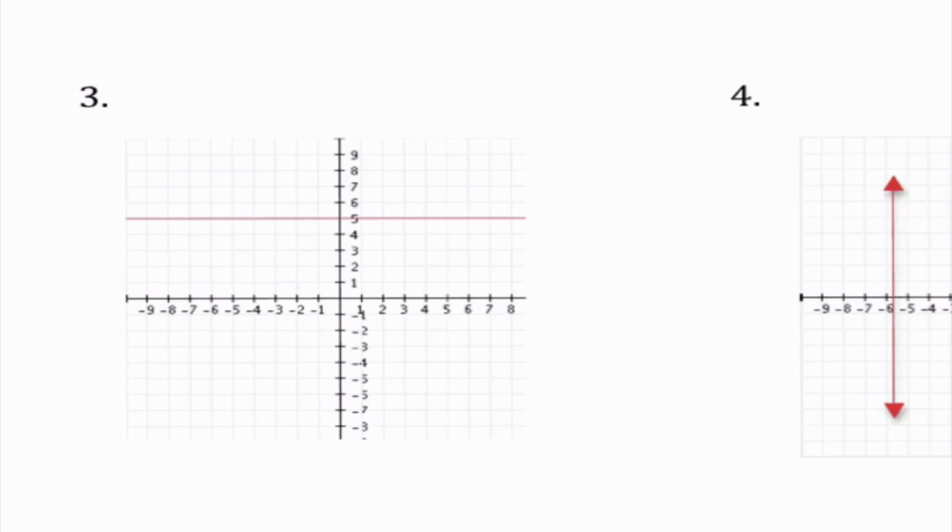Number 3, looking at this one, we have a graph. And so if I'm going through this, I'm using my vertical line test, and I'm noticing that at every single point, my line is only touching one point on the graph.